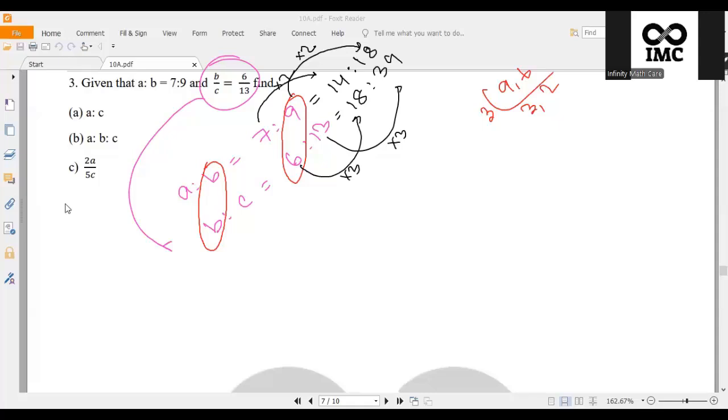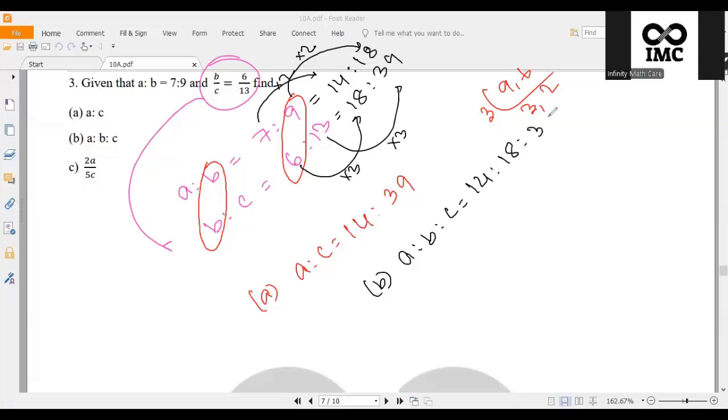Now look at the question. Question number A says A is to C. A represents 14, C represents 39. Done. Very simple idea. Now, question number B. Question number B says A is to B is to C. A represents 14, B represents 18, C represents 39. And question number C. Question number C says 2A by 5C.